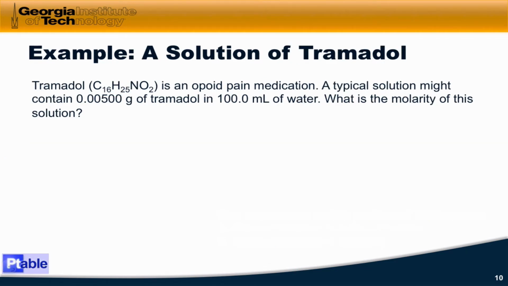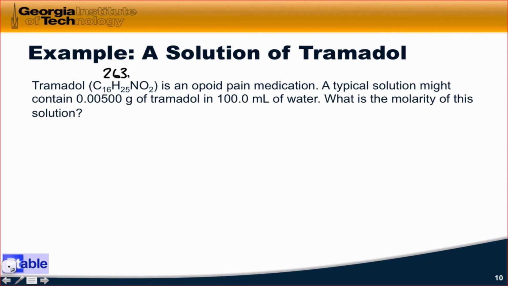So let's look at a quick example of this in the context of tramadol. Tramadol is an opioid pain medication, and it has a molar mass of 263.4 grams per mole. I'll let you verify this on your own, but it's worth taking a minute to calculate the molar mass based on the formula that's given here. A typical solution might contain 0.005 grams of tramadol in 100 milliliters of water. What's the molarity of a solution of 0.005 grams of tramadol in 100 milliliters of water?